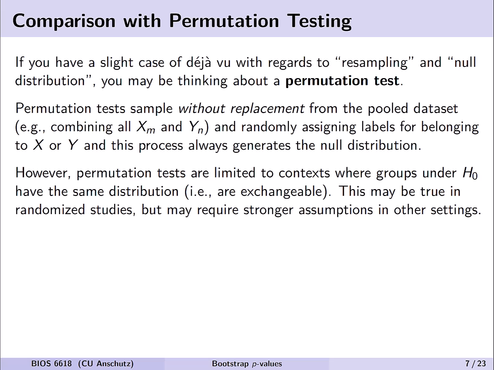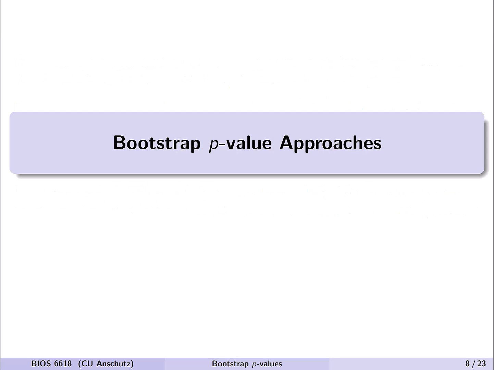However, permutation tests are limited to contexts where groups under H0 have the same distribution or are otherwise thought to be exchangeable. And this may be true in cases especially like randomized trials, but it can require stronger assumptions about your study design or setup in other settings. And we'll also note that we previously noted you can't just combine the resampling bootstrap with replacement with the permutation test without replacement due to the different assumptions we're making about these underlying distributions. So with that refresher and motivation behind us, let's look at some ways we might be able to approach calculating bootstrap p-values.